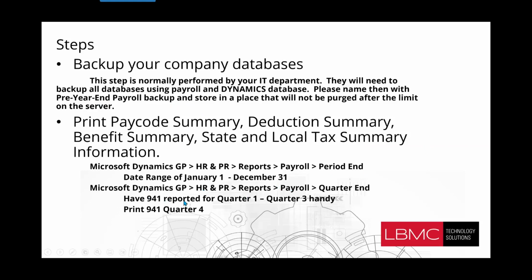You want to either reprint quarter 1 through 3 or get your files that you submitted for quarter 1 through 3 and have them handy and print the 941 for quarter 4. Most people will pull the ones that they have already turned in and use those because you've already dealt with fractions of cents and the rounding, so you would want to use those on your reconciliation.